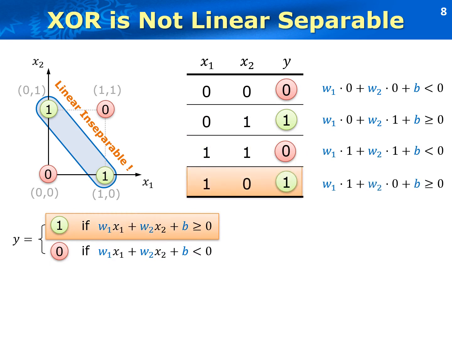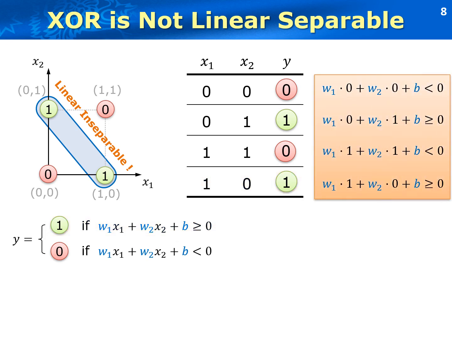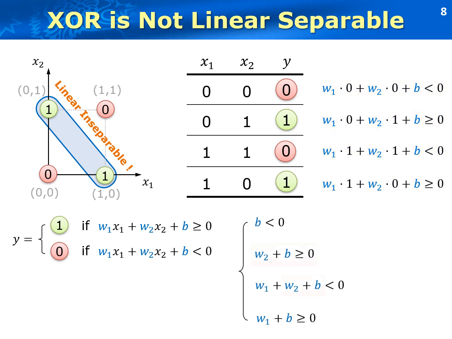Consequently, we can get the following 4 inequalities, which make a system of inequalities. Next, we are ready to check the existence of W1, W2, and B for the 4 inequalities. We simplify these inequalities and get the following. From the results, we see that the second inequality implies W2 plus B is non-negative. Substituting this result into the third inequality, we get W1 is negative.